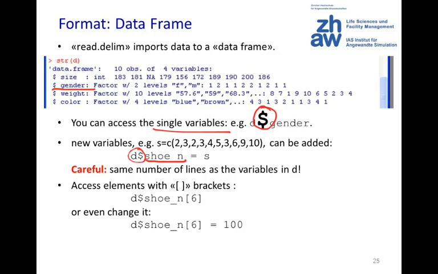And you should just make sure that the variable that you add is actually the same in length as all the other variables in your data frame. If you would like to access elements in this data frame, you use the straight brackets. Here, for example, $shoe_n of 6 would yield the element 5. You can even change these elements when you access them. This same thing could be substituted by 100, so then you would have 100 there instead of 5.